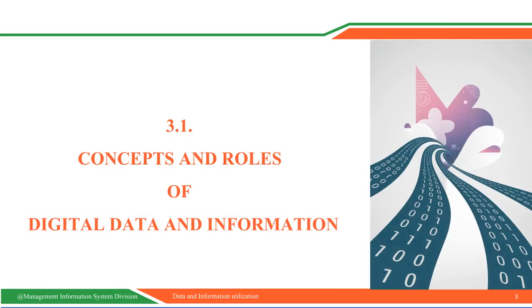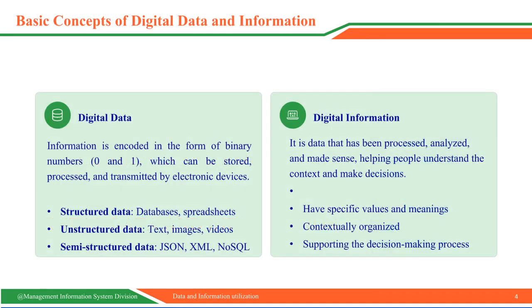In this section, you will learn about the concept and role of digital data and digital information. We'll differentiate between data and information and understand why it's called the new oil of the digital age. Digital data refers to all information that is encoded and stored in the form of zeros and ones. It may be structured, such as Excel spreadsheets or databases, unstructured, such as TikTok videos or Facebook posts, or semi-structured, such as JSON files used by applications.